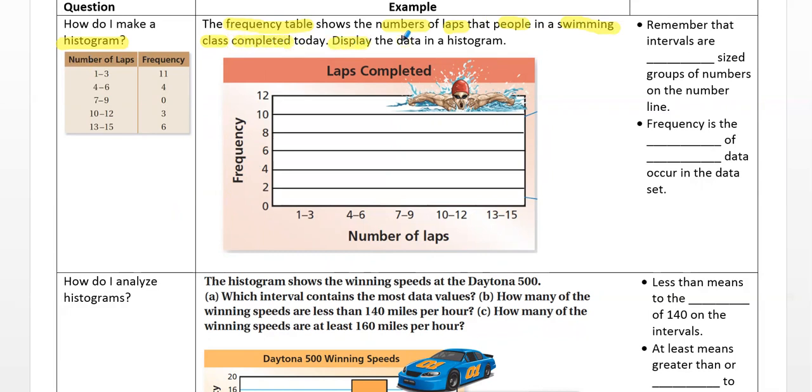Display the data in a histogram. Okay, number of laps. For anybody who completed 1 lap, 2 laps, or 3 laps, it looks like there were 11 people who did that.